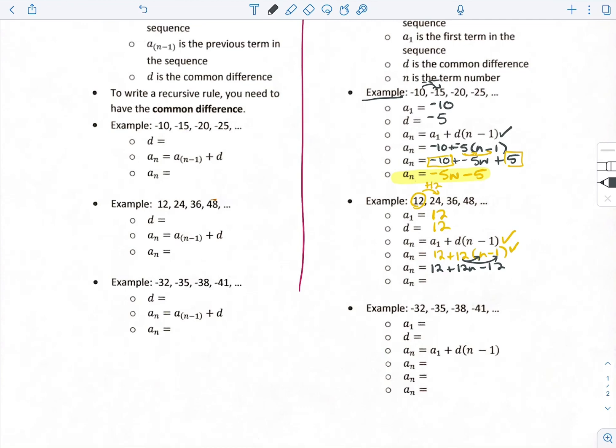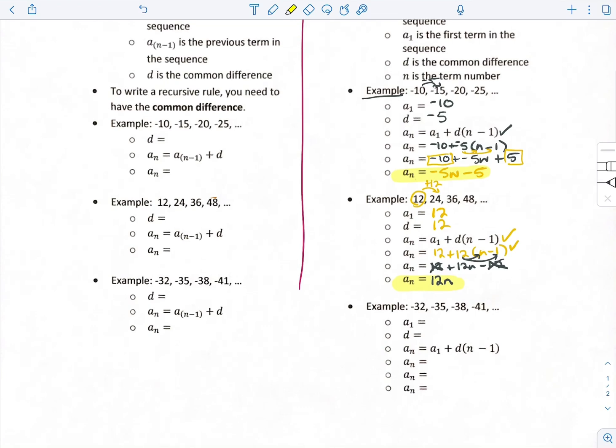Combine our like terms. 12 minus 12 is 0. So a sub n, these cancel, and we're just left with a sub n equals 12n. And that's our explicit rule. An explicit rule is always going to be written in terms of n.